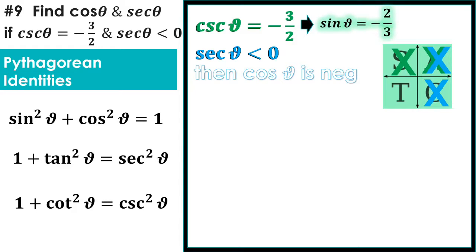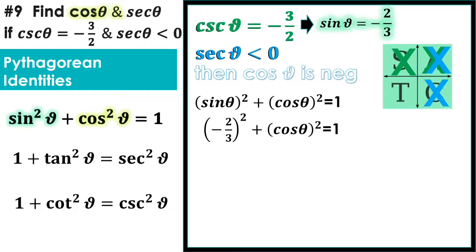And now we'll go ahead and go to our identity. I'm going to grab sine squared of theta plus cosine squared of theta equals 1. And that notation, sine squared of theta, means sine of theta multiplied by sine of theta. So when I write it, I prefer to put the squared on the outside there. I'm going to substitute negative 2/3 in for the sine of theta. And then negative 2/3 multiplied by negative 2/3 is 4/9.